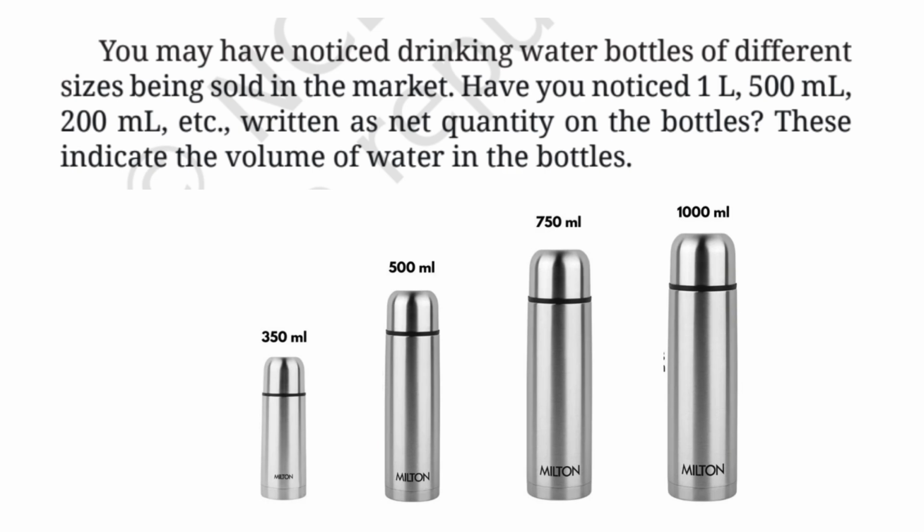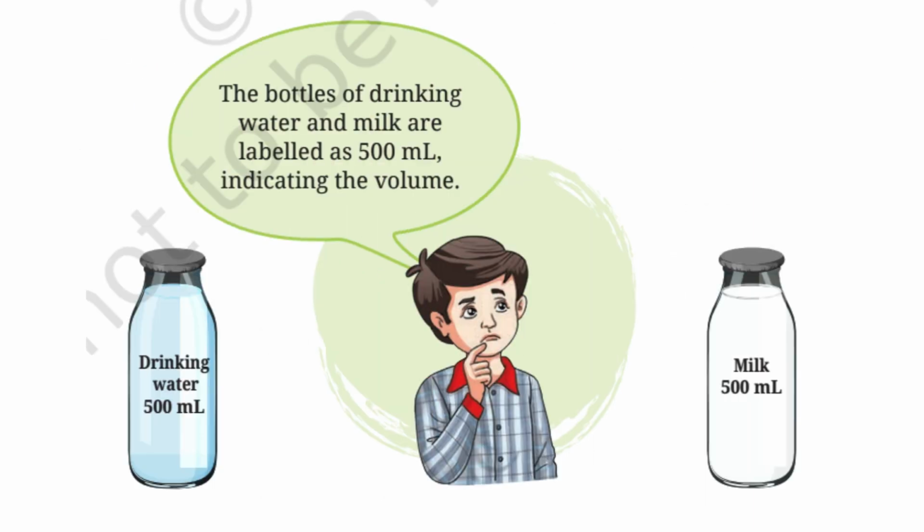You may have noticed drinking water bottles of different sizes being sold in the market. Have you noticed 1 liter, 500 ml, 200 ml, etc. written as net quantity on the bottles? These indicate the volume of water in the bottles. The bottles of drinking water and milk are labeled as 500 ml, indicating the volume.